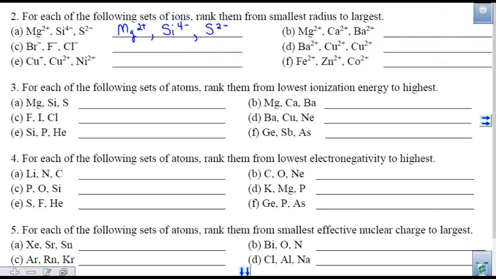Now, looking at the magnesium, calcium, and barium ions, these all come from elements that are in the same group. They're in group 2. And so remember that atomic, like ionic radii, increase as you go down. So the element that would be highest in the group is the one that's going to have the smallest radius. So magnesium would be first, followed by calcium, and then barium.